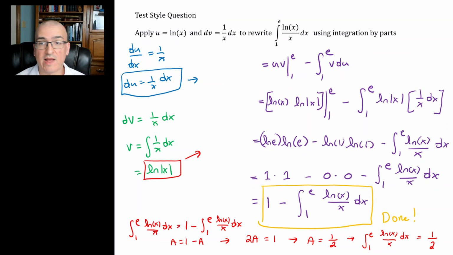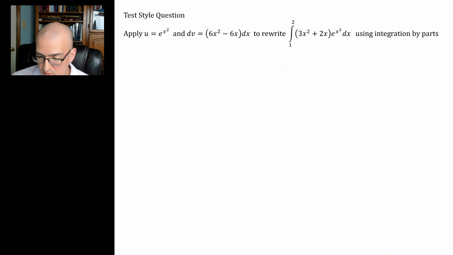But I think not in as elegant of a way as this. One more problem, one more test style problem.